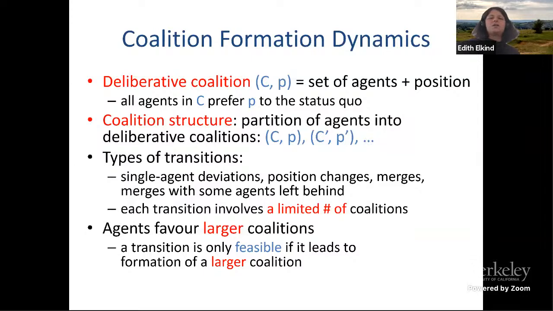On the other hand, it may happen that if we have two coalitions of size 4, an agent from the first coalition of size 4 would move to the second coalition of size 4, because now that coalition would be of size 5. So agents favor larger coalitions. They're myopically trying to build a majority-supported coalition that can change away from the status quo.